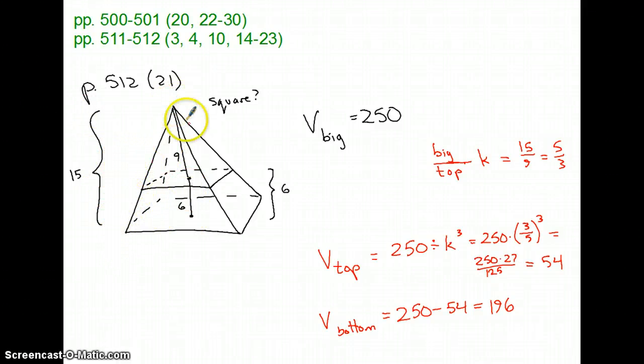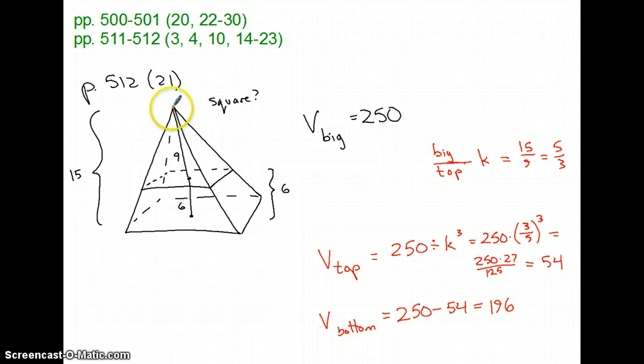Well, if I know the volume of the big thing is 250, I can find the ratio between that and something similar to it, which is this one up here, just the top piece. The big one has a height of 15. The top one has a height of 9. So it actually is a lot like those spheres we were just looking at. So the ratio in lengths from the big pyramid and the top pyramid is ironically also 5/3.